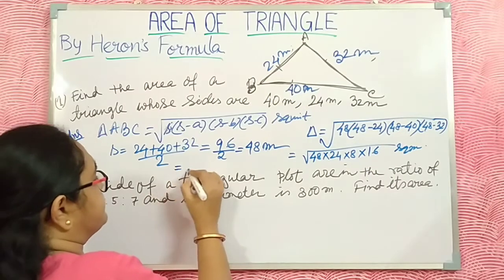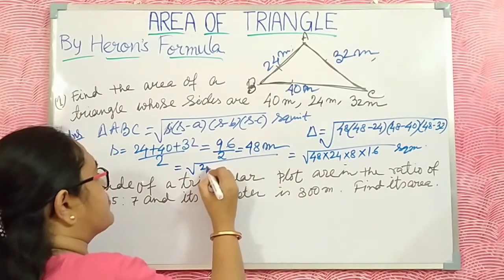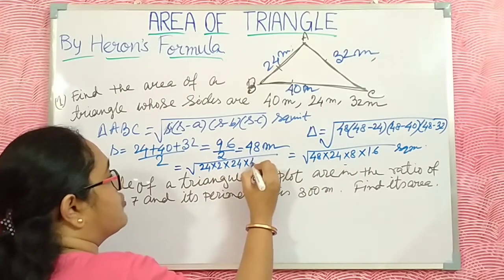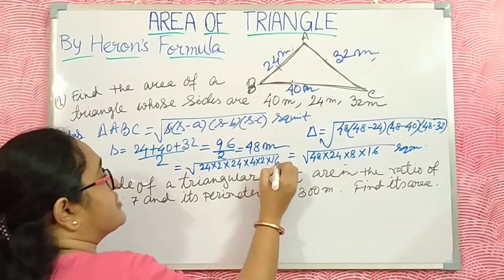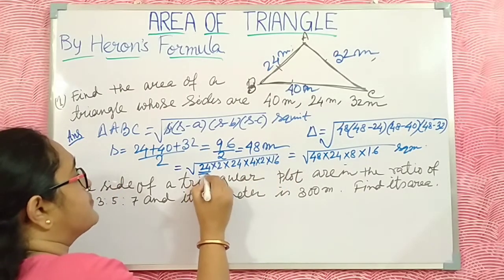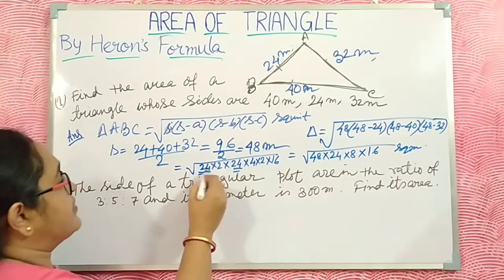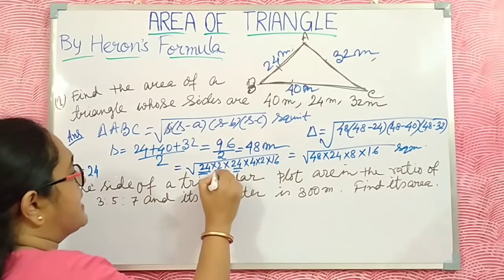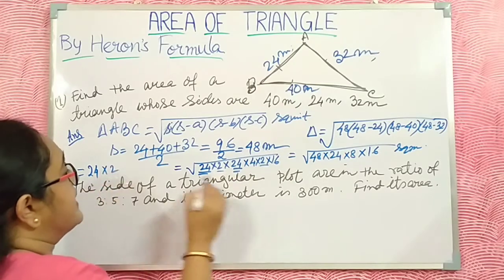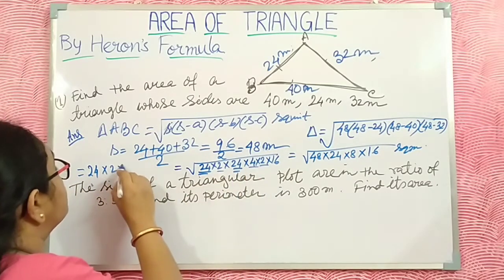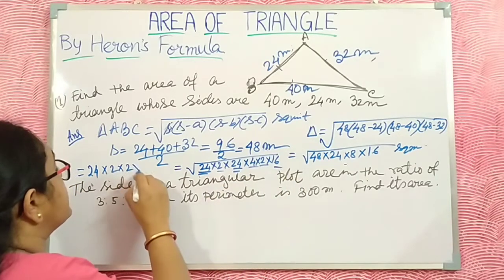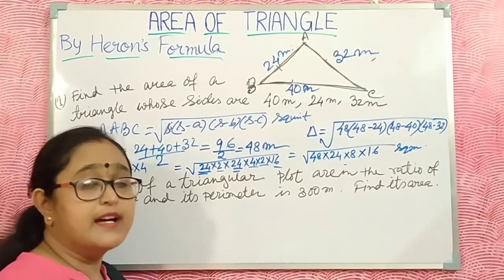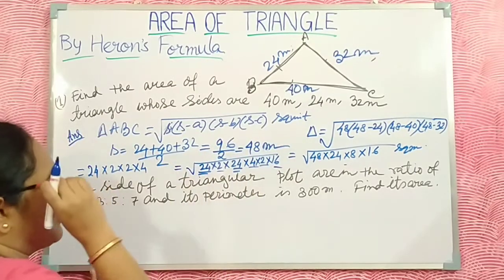Now I write here 48, 24, 8 and 16. Under the square root, 24 you find as 2 and 2 taking out one 2, and then 4, so the square root of 4 is 2 and the square root of 16 is 4. Then you do the multiplication and you get the area of this triangle.